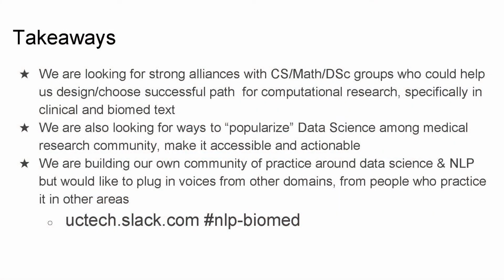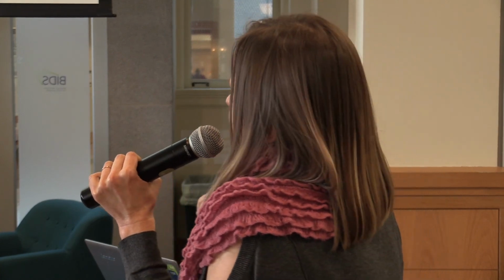The takeaways, or messages, I hope to share with you are that we are looking for strong partnerships with people who are ahead of us in data science, since we know we're a little behind, but we want to be close to the front line. We want to choose successful paths and need a lot of advice. We're also looking for ways to popularize data science in the medical research community. That's why we started our own community of practice, and any advice would be really appreciated here.